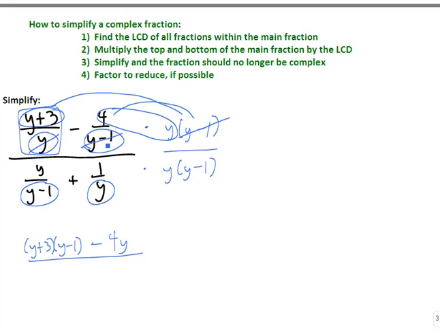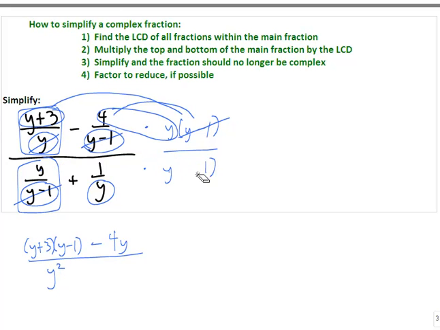Now we're going to do that same thing in the bottom. So if I take this fraction times our common denominator, the y minus 1 cancels with the y minus 1, and I have this y on top times this y over here, and that's y squared.